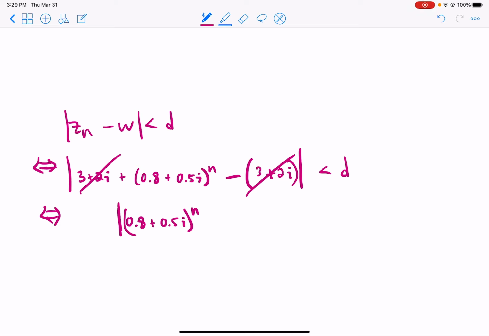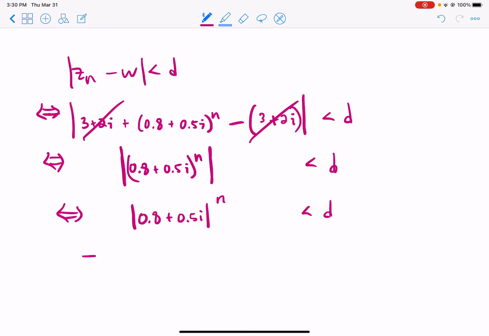You have to raise it to the n and then take the absolute value, less than d. Okay, but for any complex number, the absolute value of z to the n is equal to the absolute value of z, to the n, because when you repeatedly multiply by a number, the magnitudes just multiply. In other words, like z times z is z times z, etc. So we can go like this: take this and then raise it to the n, less than d. And that is if and only if.